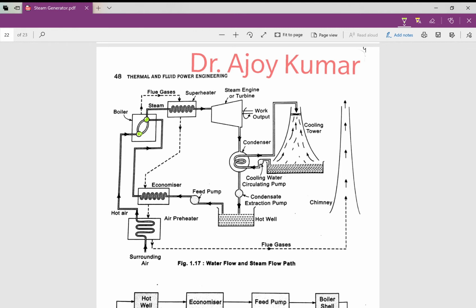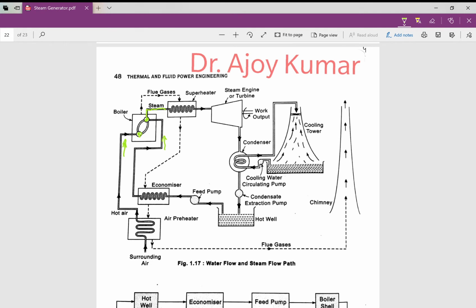So dear students, to the boiler, water is supplied through the economizer. Suppose here water is supplied and through this air is supplied. So by burning of fuel in the furnace with the help of this hot air, steam is produced by the boiler and moves in this direction.